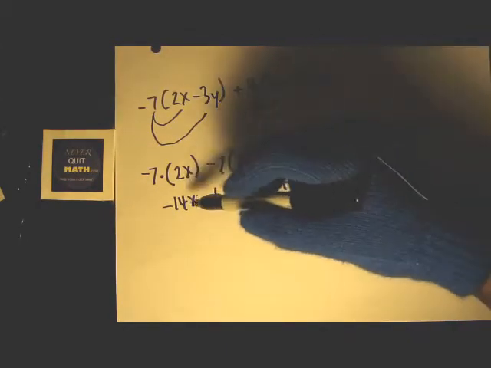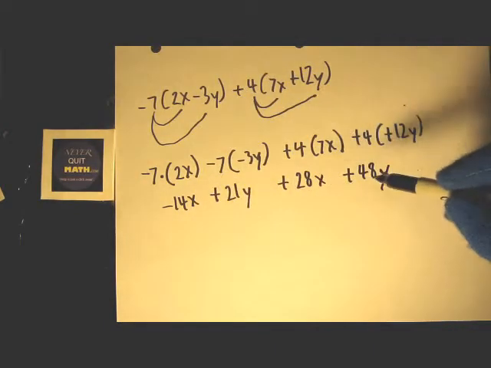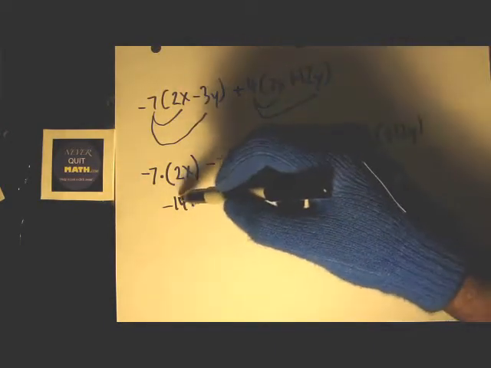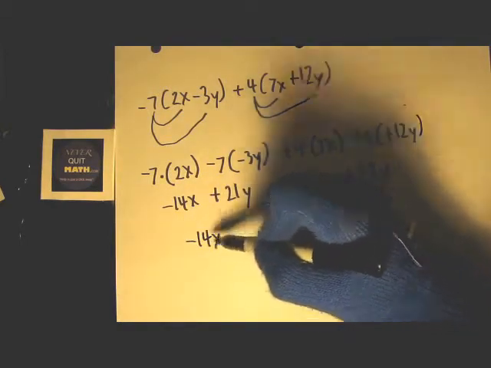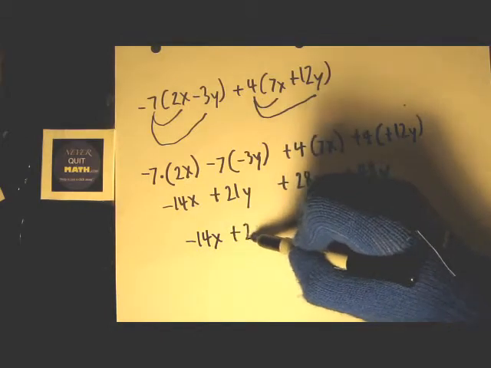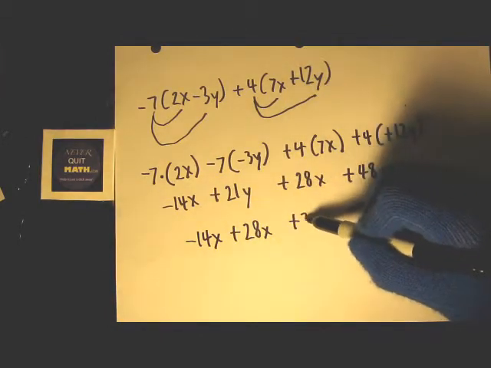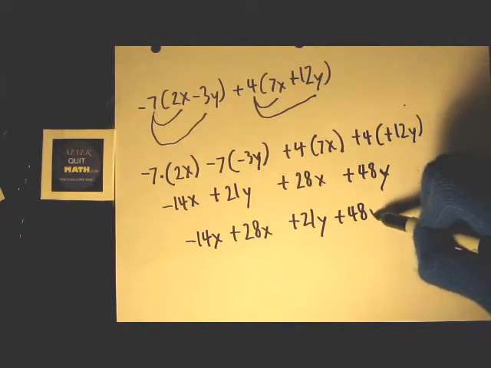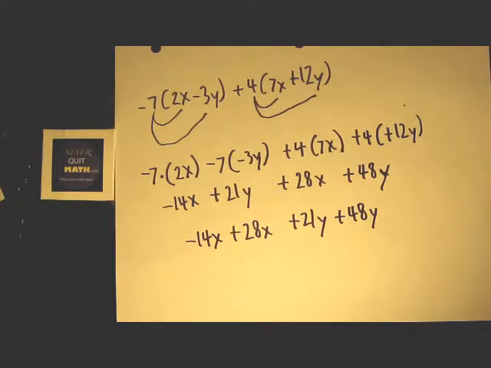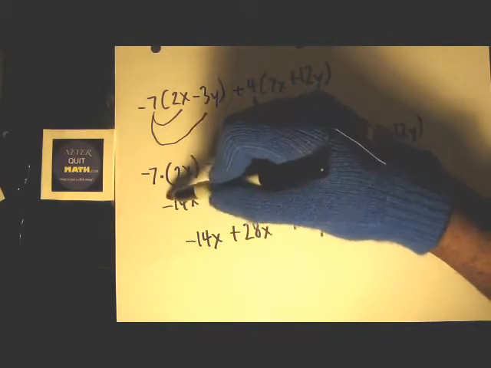Got it? So we're looking good so far. Now what's the next step? You want to bring all the apples with the apples and the oranges with oranges. So I'm going to take negative 14 and positive 28 and bring them together. Negative 14x plus 28x. Put that together. Then I want to take plus 21y and then plus 48y and put that together. See how I did that? I took the x term right here, negative 14x, and I brought it down.